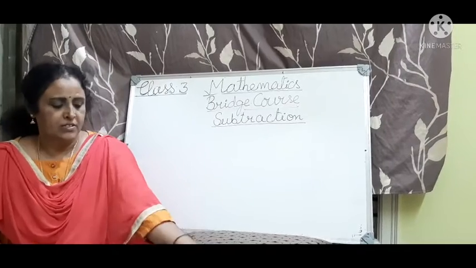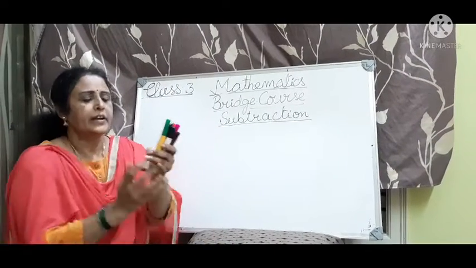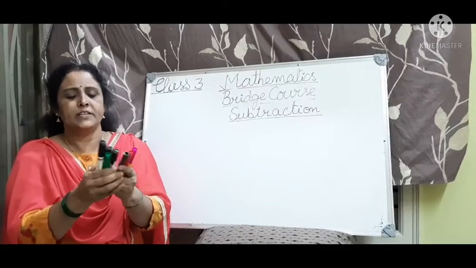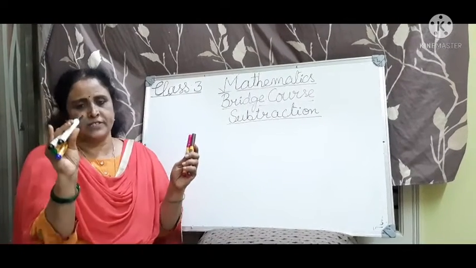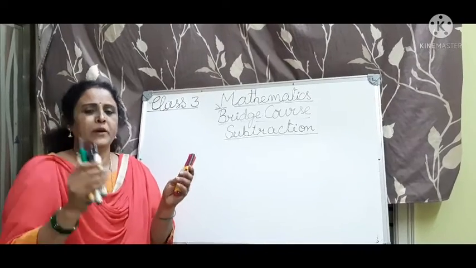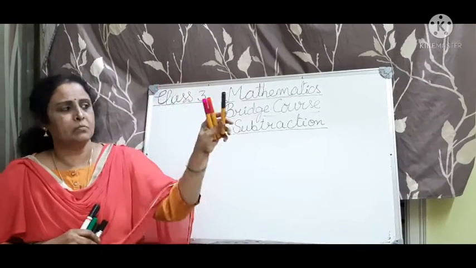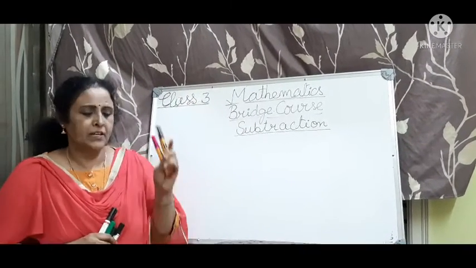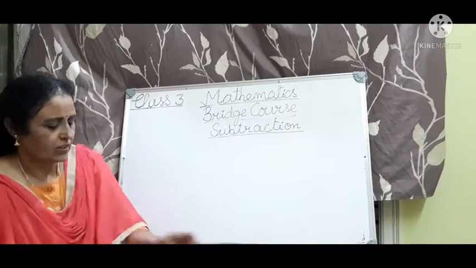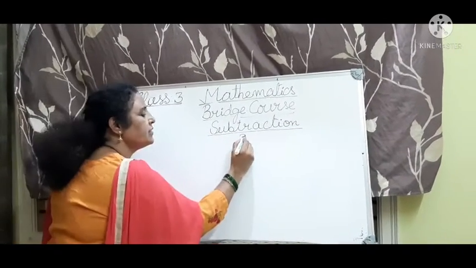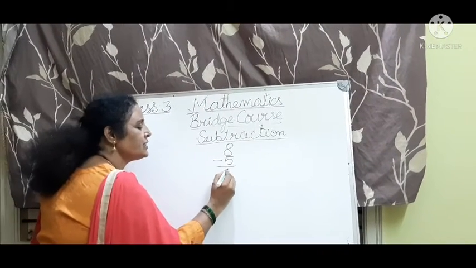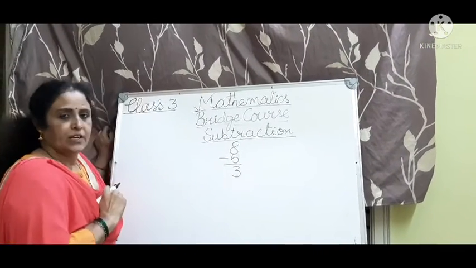Today's class we are going to revise the lesson subtraction. Now see here, I have 8 pens. From these 8 pens I will take out 5 pens. Then how many are remaining with me? Now 3 pens are remaining with me. How to write this? 8 minus 5 equals 3.